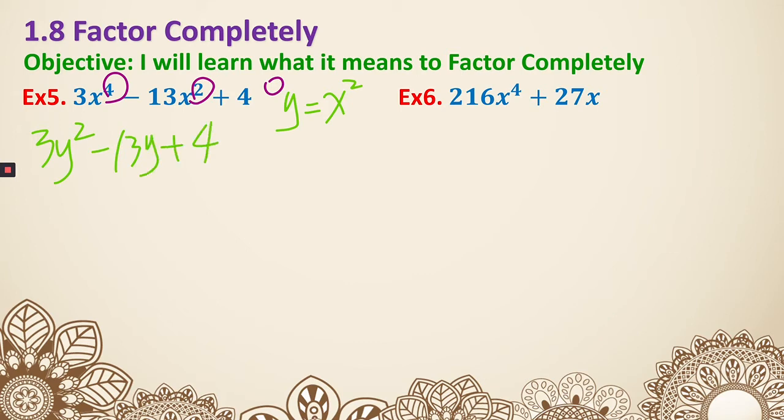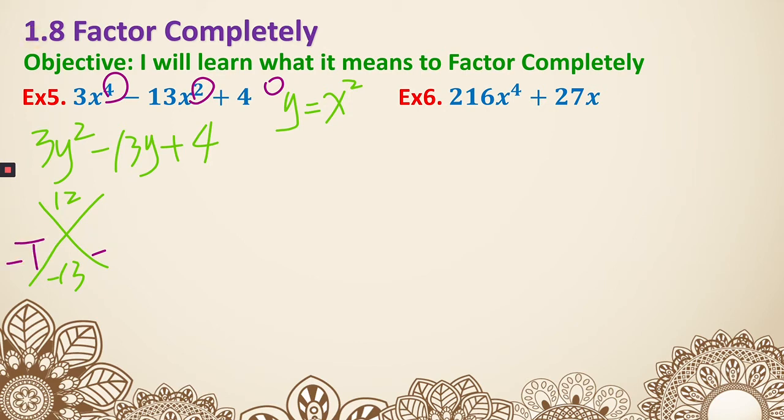And then I can actually use my cross method. Draw a cross. 3 times 4 is 12 on the top. Then is negative 13 on the bottom. And the combination I can find is negative 12 and negative 1. And I'm actually going to switch them since I need more space.